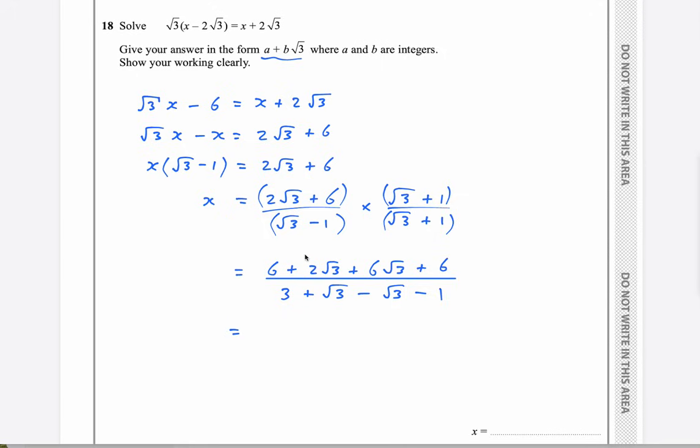And this gives us 6 plus 6 is 12. 12 plus 2 root 3 plus 6 root 3 is 8 root 3. So it's 12 plus 8 root 3 over, these two cancel, plus root 3 minus root 3 is 0, and 3 minus 1 is 2. So we're just left with 2 on the bottom, and then we can divide above and below by 2, giving me 6 plus 4 root 3. And that's the answer. Okay, that's question 18.